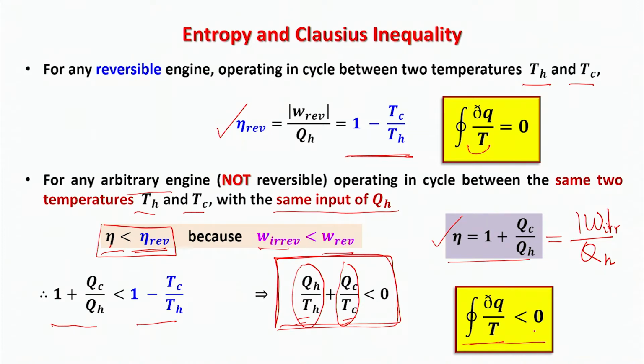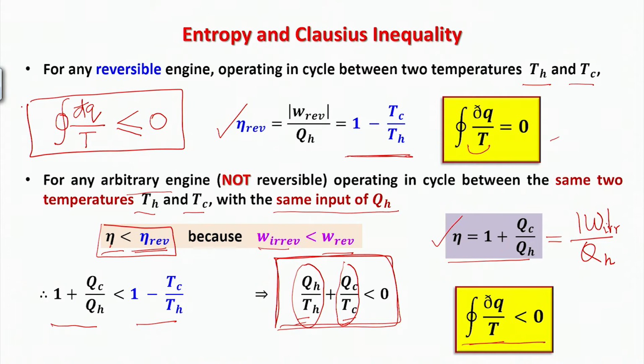What happens if this arbitrary engine is reversible? So in that case, obviously, once again, I will have the cyclic integral of dq by T equal to 0. Therefore, for any given engine, irrespective of whether it is reversible or not, I can write that I will have the cyclic integral of dq by T less than or equal to 0. So when does the equality sign hold? The equality sign holds when I have a reversible engine, and the inequality sign holds where I have an irreversible engine.